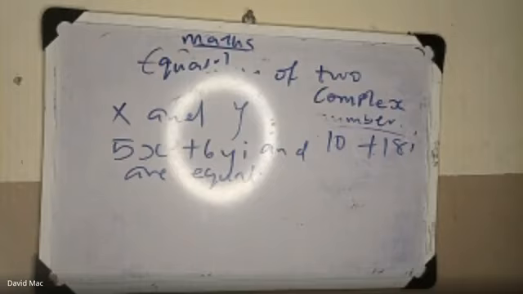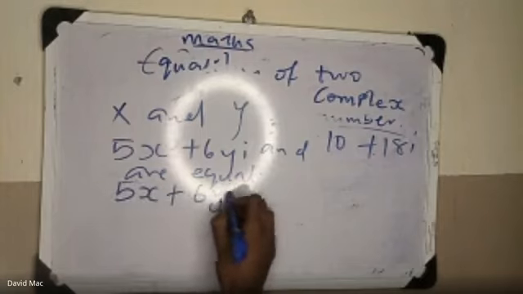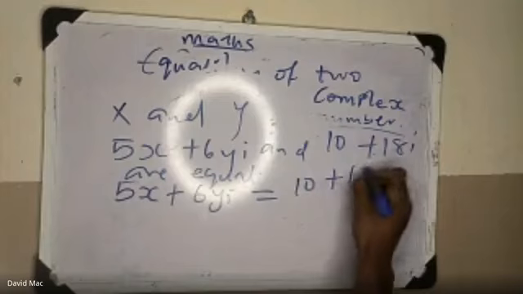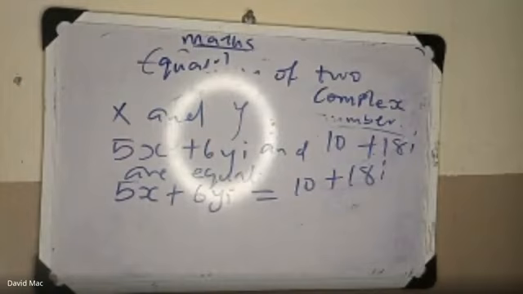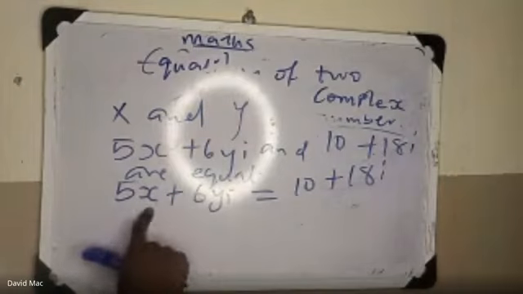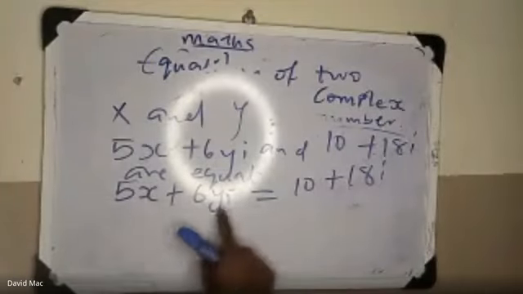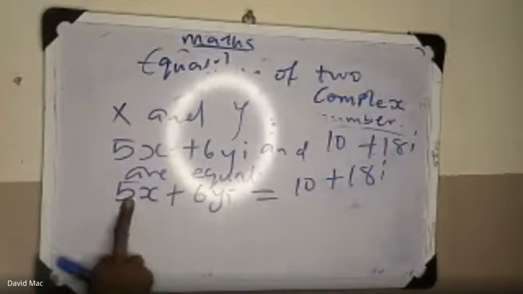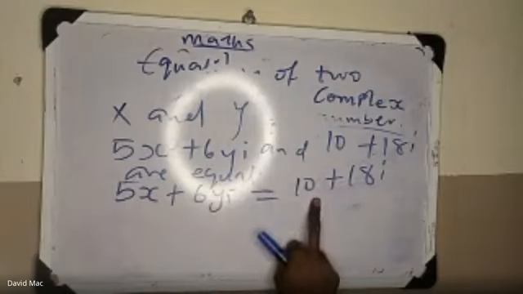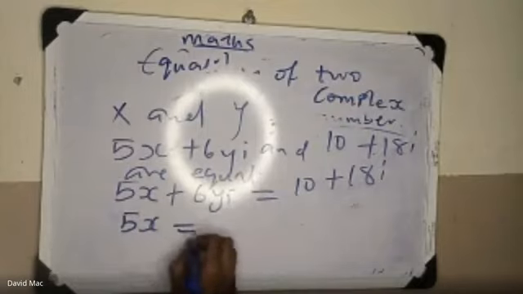What they are saying is that for what value must x be in this equation to be equal to 10 plus 18i. So what must be the value of x and y for this complex number to be equal? x is a number, y is a number. So what must x be and what must y be in order to get this value here? Remember I said that you are picking this complex number and this complex number. So it's going to be 5x is equal to 10.